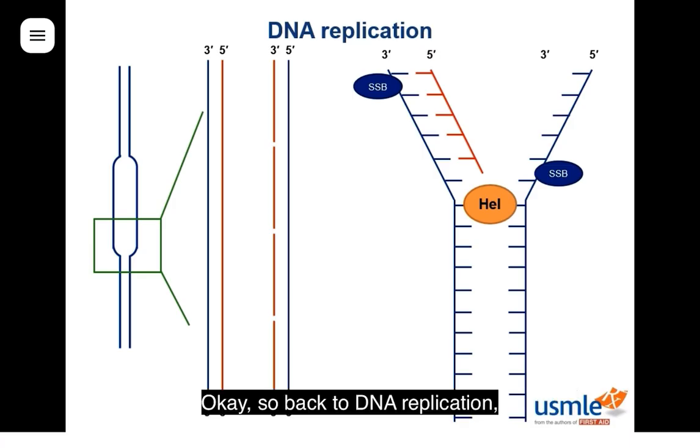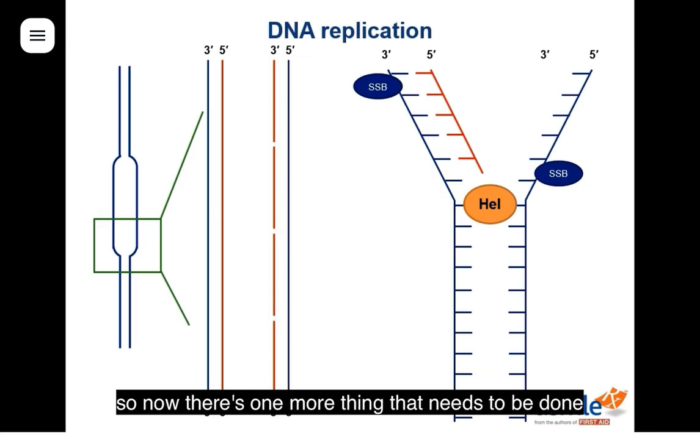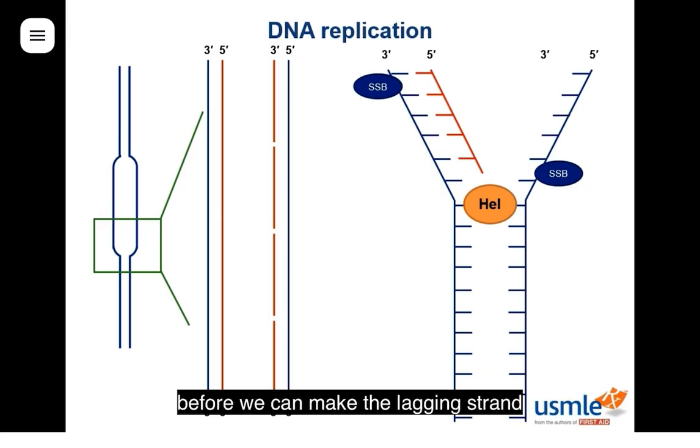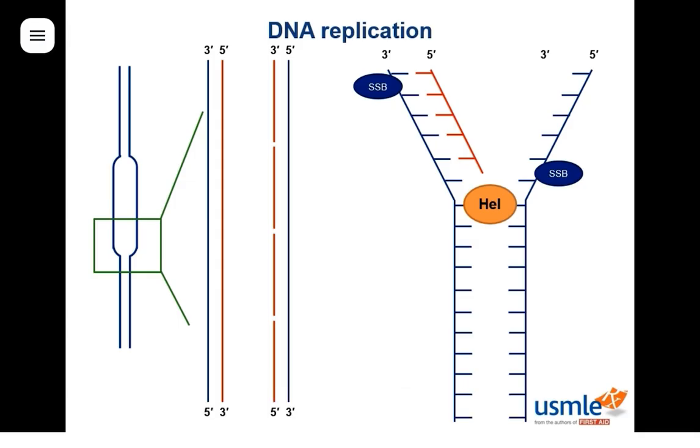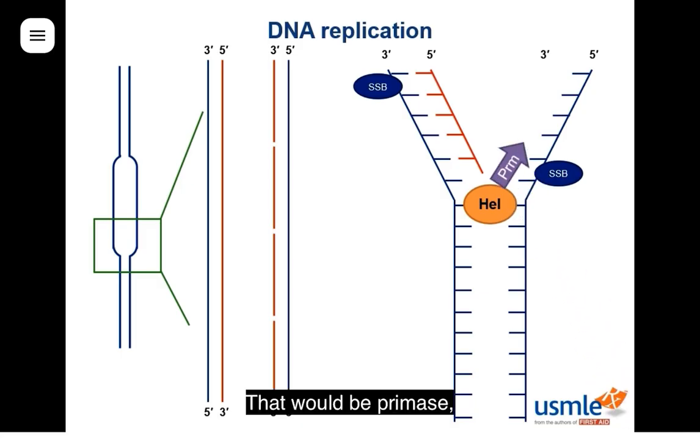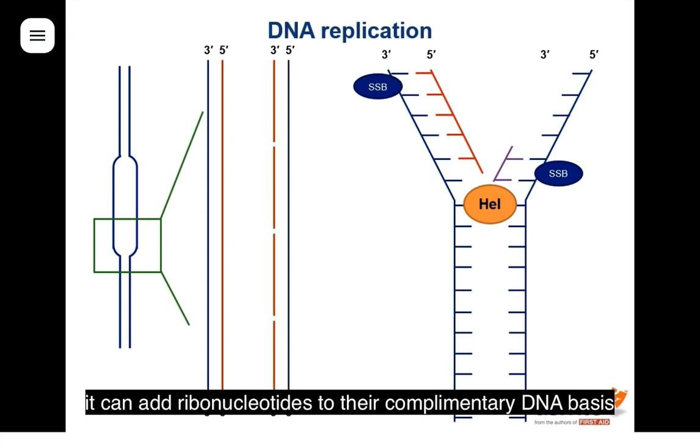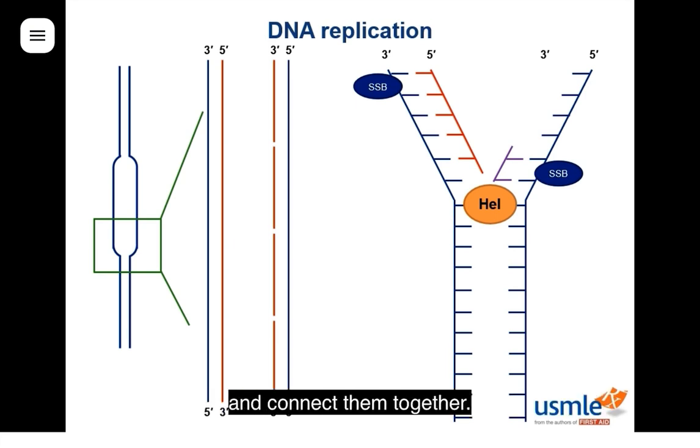Okay, so back to DNA replication. Now there's one more thing that needs to be done before we can make the lagging strand, and that's adding RNA primers. There are no DNA polymerases that can initiate DNA synthesis from scratch. They have to build off existing DNA or RNA. So what enzyme can help us here? That would be primase, which can synthesize RNA from scratch. And by that I mean it can add ribonucleotides to their complementary DNA bases and connect them together.